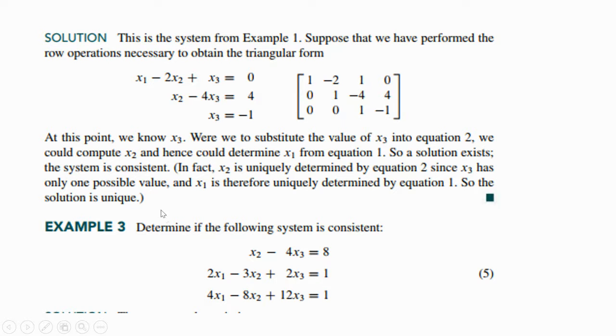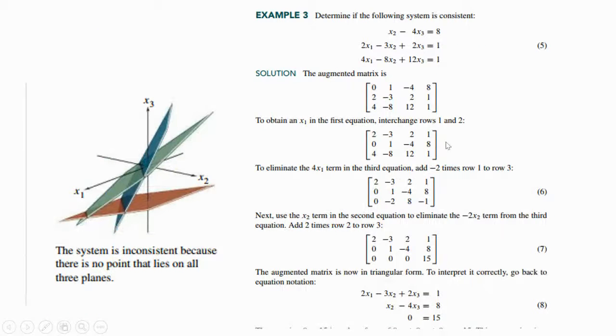Let's look at one where it's not unique. This is example 3. So we want to determine if the following system is consistent. Now this looks different. You've got different numbers and everything else. But what we're going to do is elementary row operations and see what happens with this one. Okay, so we start doing elementary row operations. Now here was the problem that we had at the outset. And this is the augmented matrix, and we don't have to write all those x1s, x2s, x3s anymore.